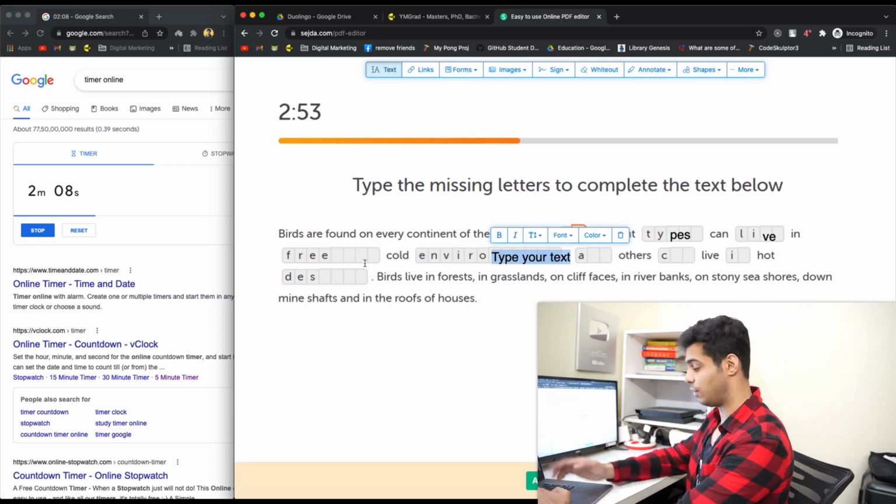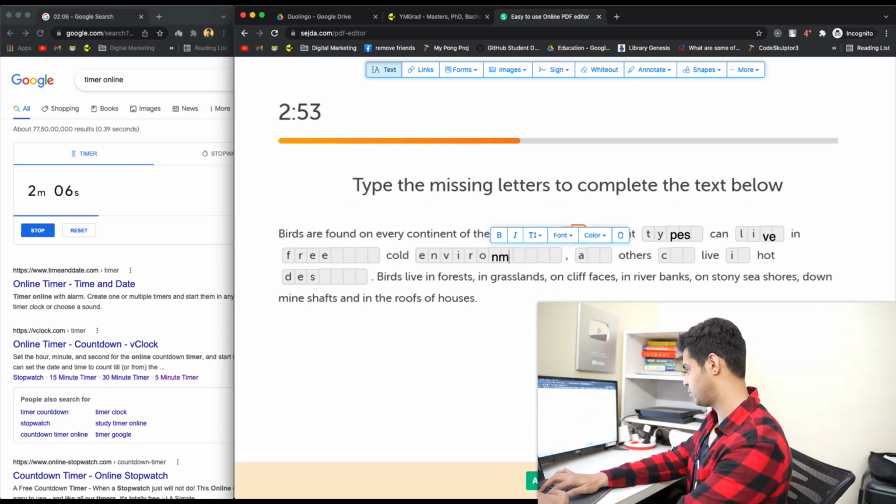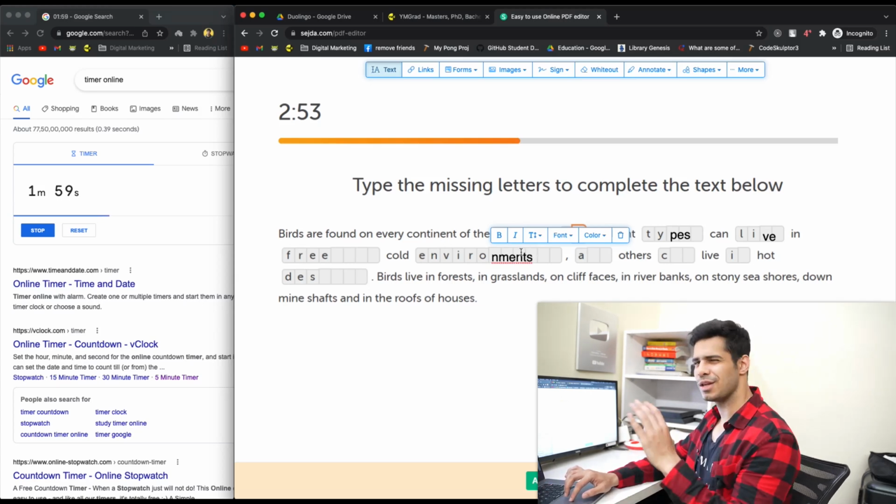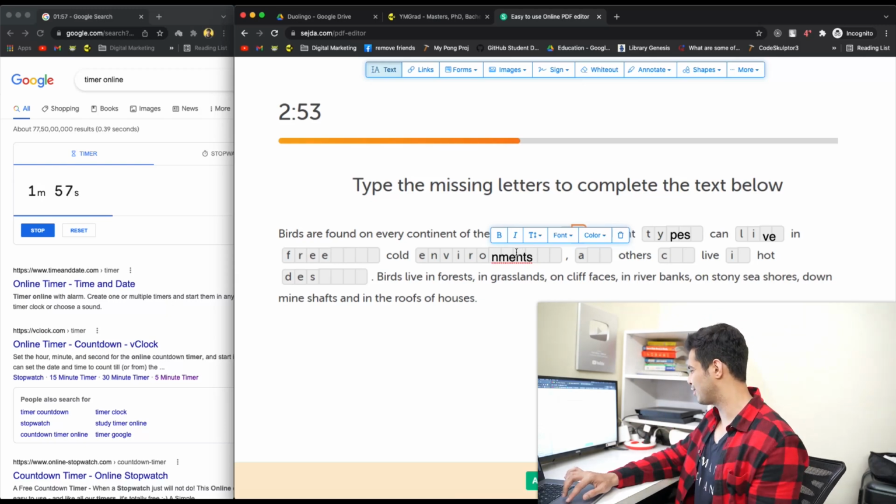I do not know what the first one is. So environments, let me just check. 1 2 3 4 5 6, 1 2 3 4. Okay, we put in the right amount of words. You have to do this when you're dealing with this PDF tool. So anyway, hopefully you'll be using a notebook.